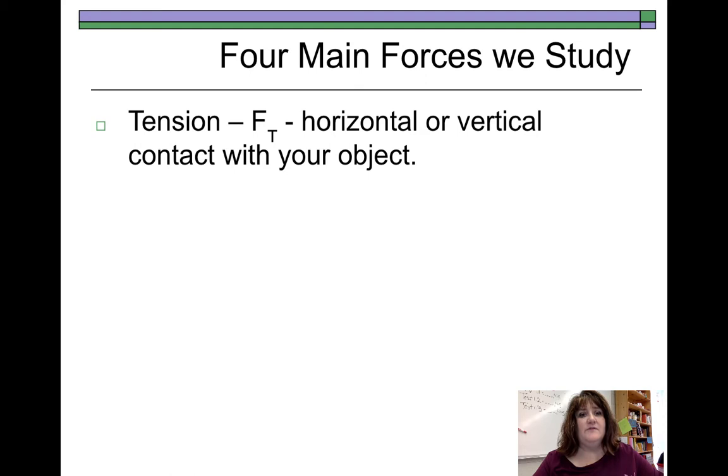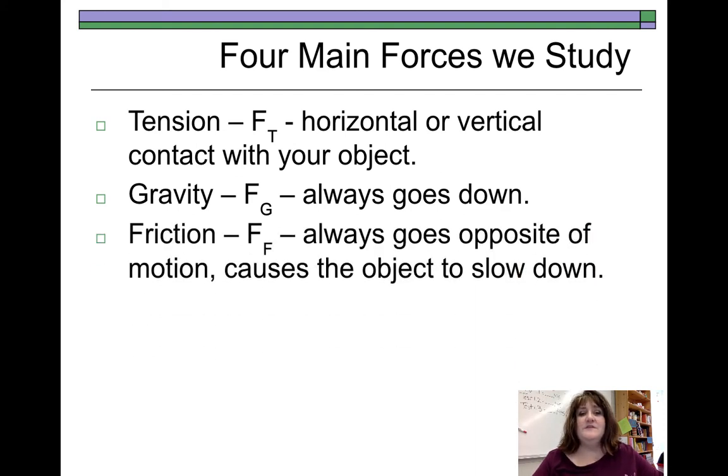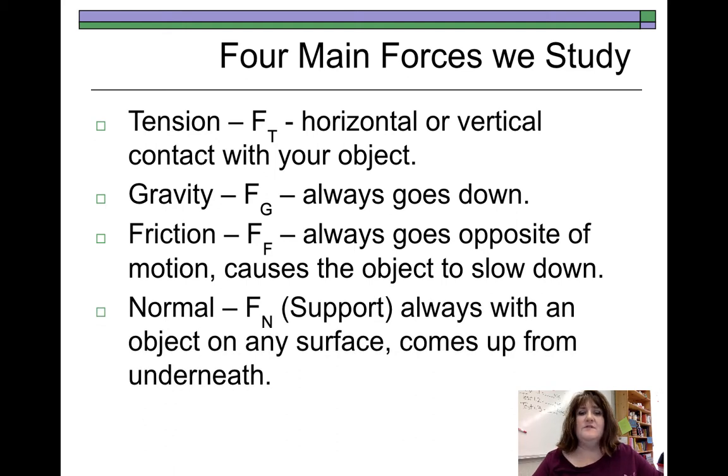It's horizontal or vertical contact with your object. The force of gravity, which will pull all objects straight down, always down. The force of friction that will go opposite the motion and it will cause objects to slow down. If an object's not slowing down, you can't say that there's friction. And then we have the force of normal.